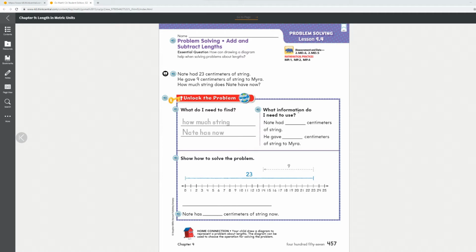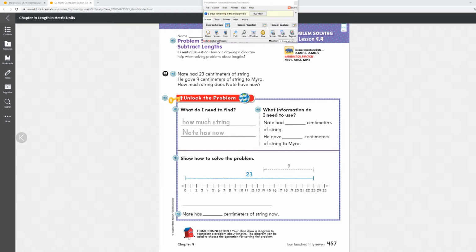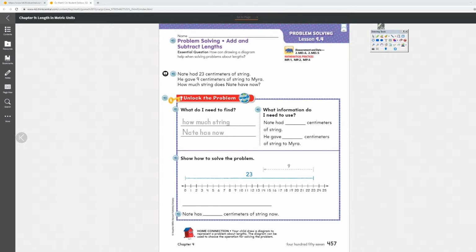And then what information do I need to use? So let's go back to the question. Nate had how many centimeters of string? Nate had 23 centimeters of string. So we're going to write 23 in this line. And he gave how many centimeters of string to Myra? He gave 9 centimeters of string to Myra. So let's write down 9. So show how to solve the problem.